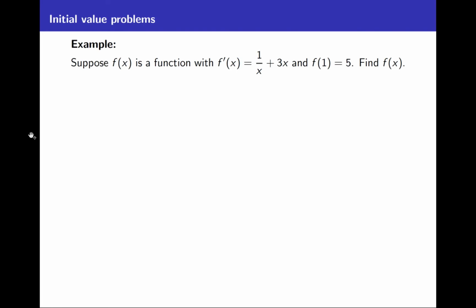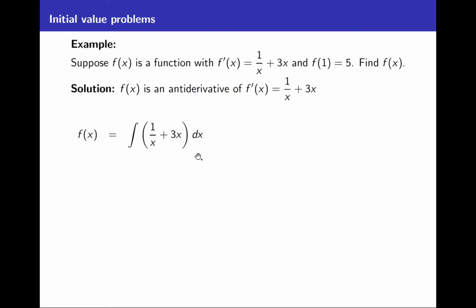Let's think about how we'd go about doing that. Well, the f of x that we're looking for is an antiderivative of its derivative, which is 1 over x plus 3x. So we can start to find f of x by writing it as the integral of 1 over x plus 3x dx. That's the set of all antiderivatives of this derivative. And we should be able to do that. Let's change this x to x to the 1, so we're ready to use the power rule for integration.